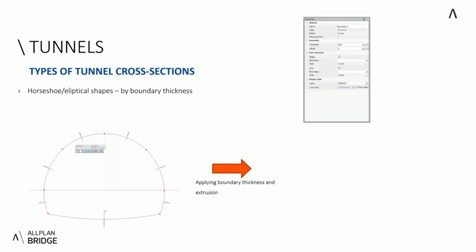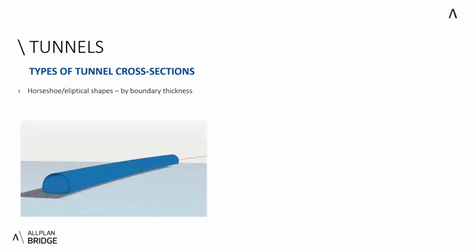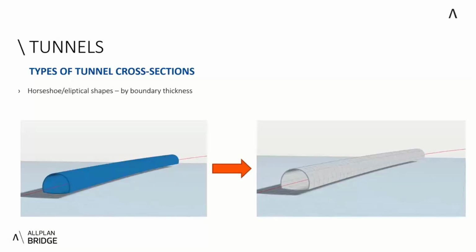So once we have this nice outline of our tunnel, as we see here, the next step is that we apply boundary thickness to it. As we see, these closed boundaries have the possibility to have a thickness applied. And this is the end result that we get from this boundary line. So here's just a 3D representation Allplan Bridge with additional model data.